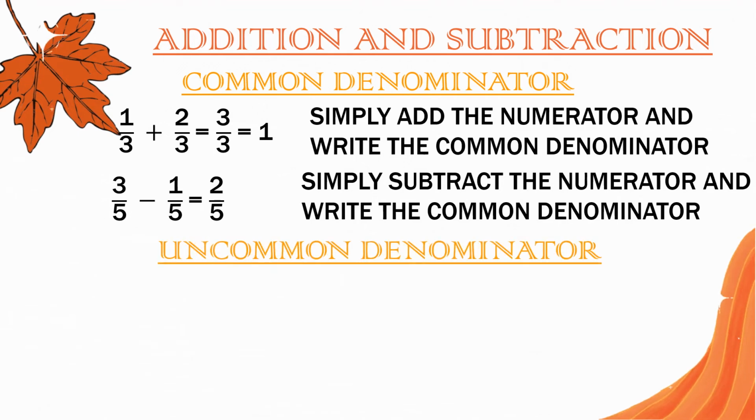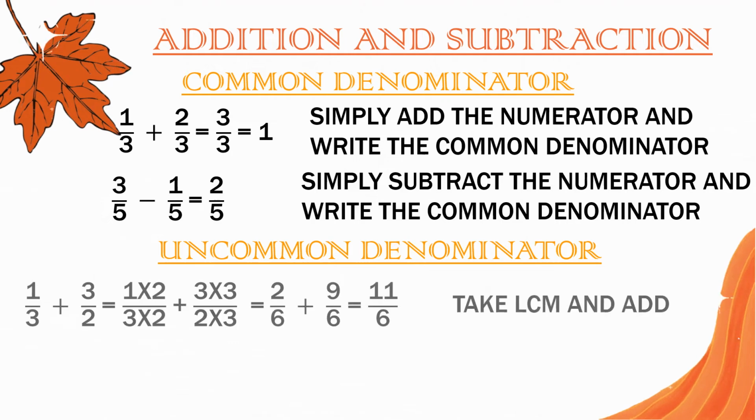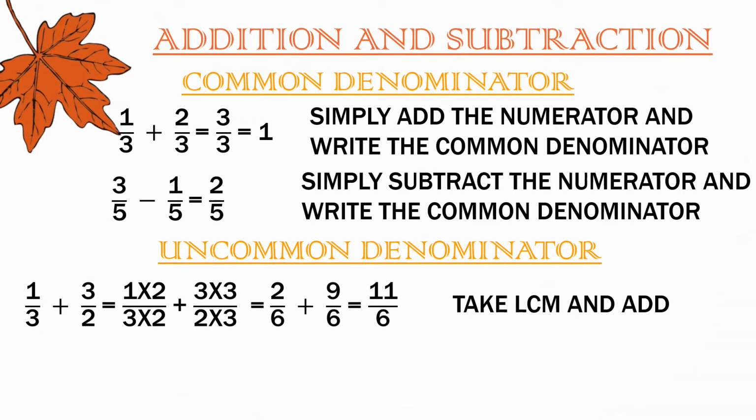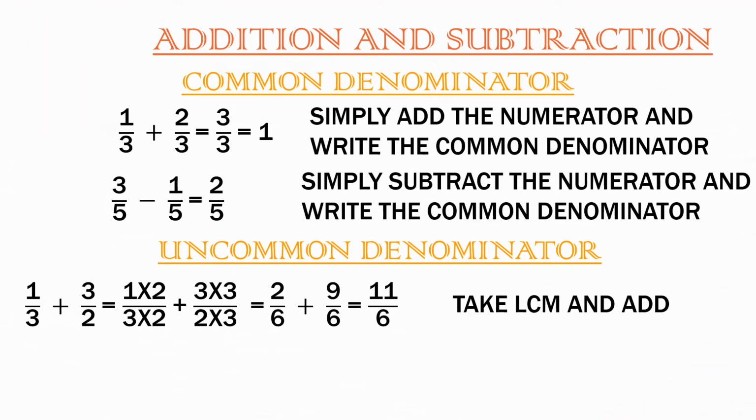Addition and subtraction with uncommon denominator. 1 by 3 plus 3 by 2 is equal to 1 into 2 by 3 into 2 plus 3 into 3 by 2 into 3, which is equal to 2 by 6 plus 9 by 6, which is equal to 11 by 6. Here, take LCM and add.